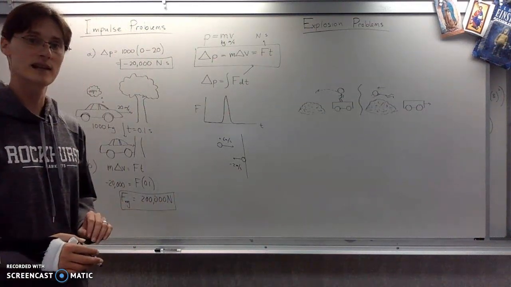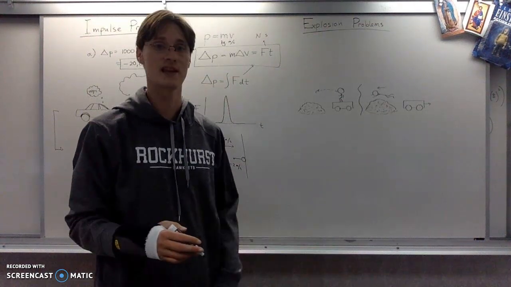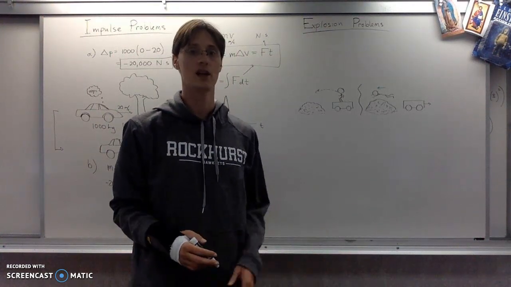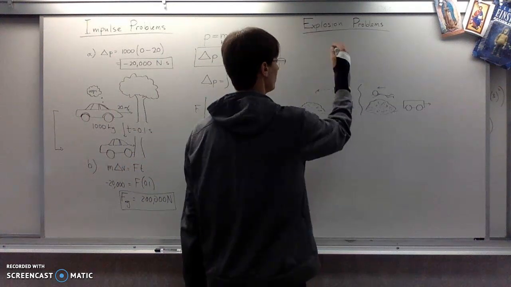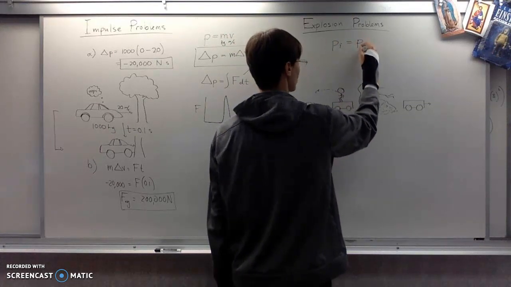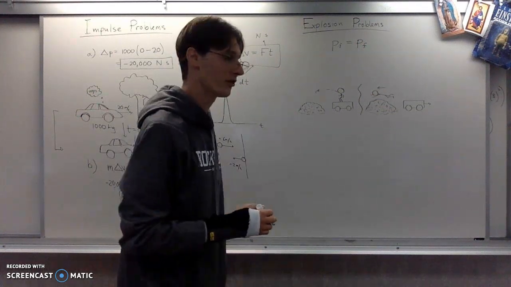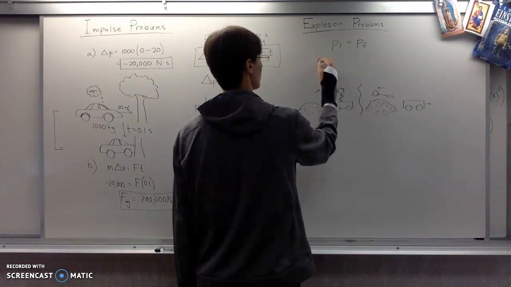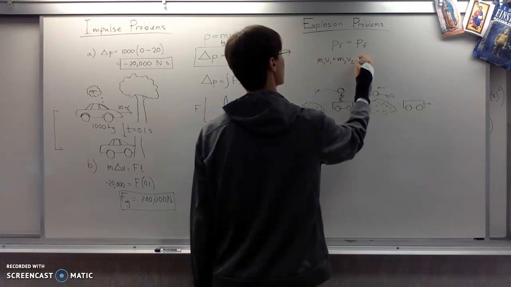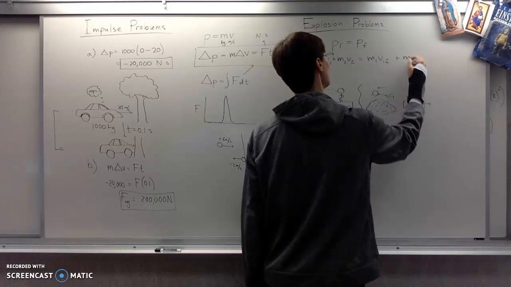All right, let's take a look now at some explosion problems. Explosion problems, or collisions for that matter, are all going to operate on the principle of conservation of momentum, which means that the initial momentum of the system, mind you, not of the individual objects, but of the system, is equal to the final momentum. Most of the time there's going to be two objects involved in a collision or explosion. So you'll have m1v1 plus m2v2 equals m1v1 final plus m2v2 final.